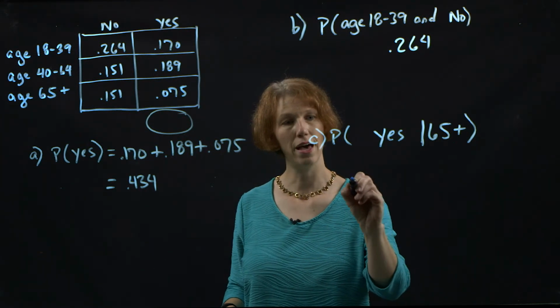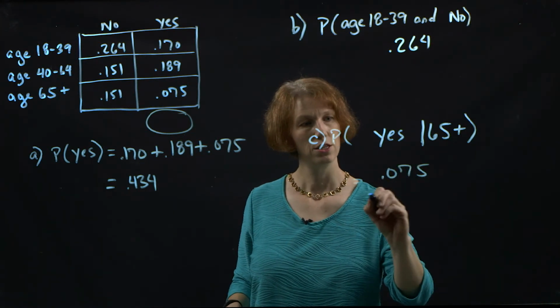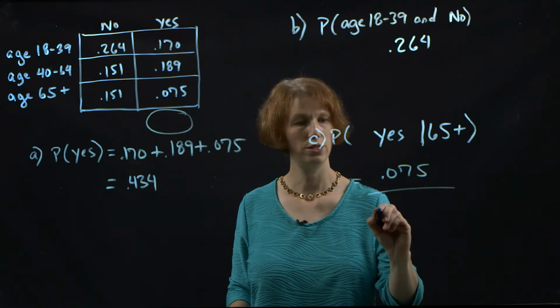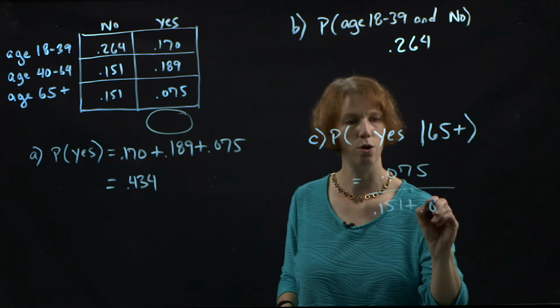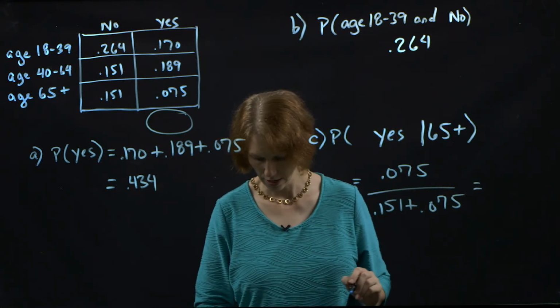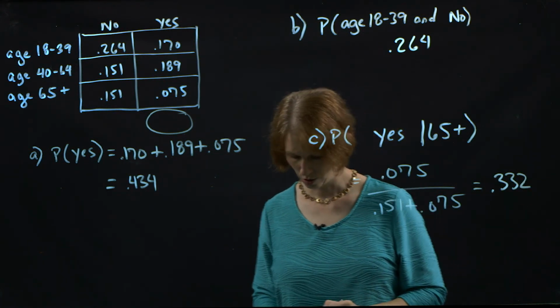And so to find that, we can take 0.075 divided by the probability of being age 65 or older, which is equal to 0.151 plus 0.075. So our answer here in this case is equal to 0.332.